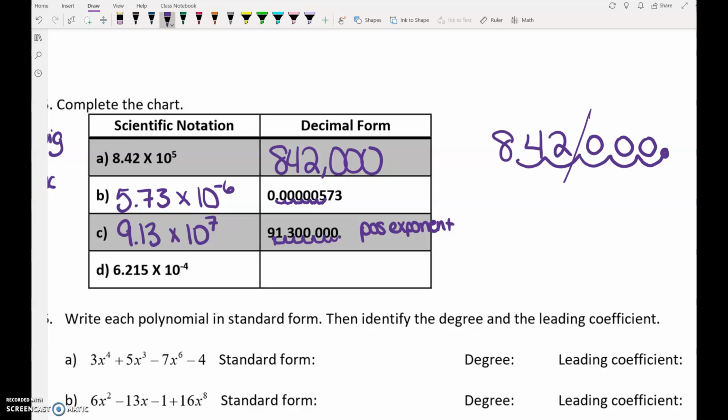Number 6, because this is a negative exponent, this is going to be a tiny, tiny decimal, like 0.000 whatever. So if I take 6.215, 1, 2, 3, 4, there's going to be 3 zeros after the decimal before that 6215. So 0.0006215. The big thing you need to remember is positive exponents are big numbers, bigger than 1. Negative exponents are tiny, tiny decimals, 0.00 whatever.